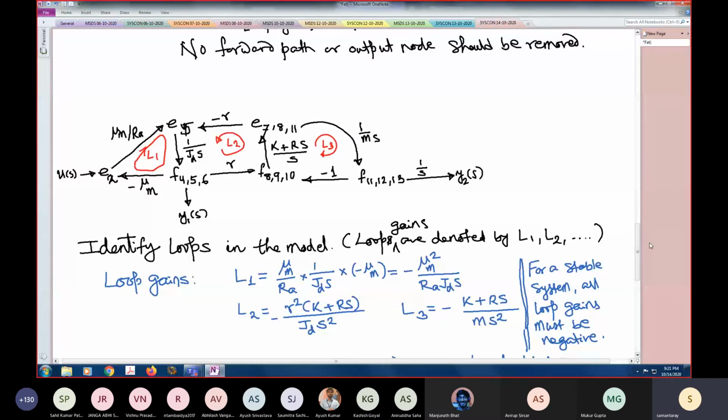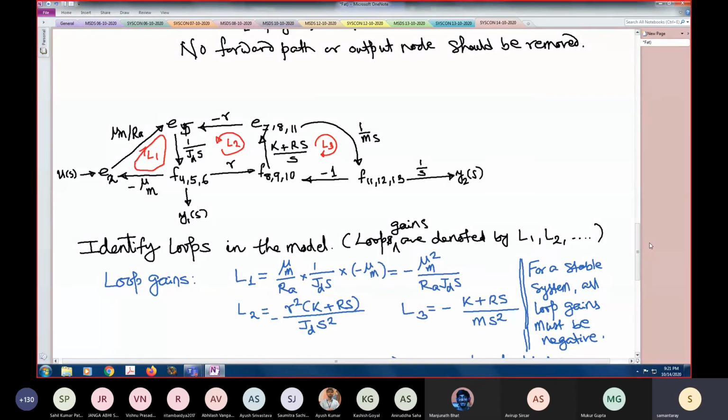So if there is a common branch between 2 loops, for example between L1 and L2, the common branch is 1 by ZES. This 1 by ZES will be traversed one time clockwise by one of the loops, the other time it will be traversed anti-clockwise by the other loop. Similarly, K plus RS by S is a common branch. It will be traversed in opposite directions in 2 adjacent loops.